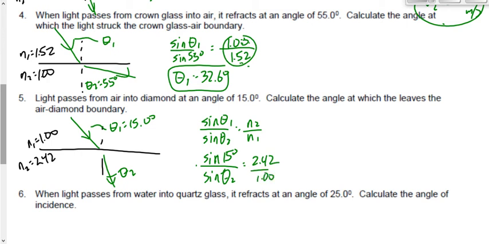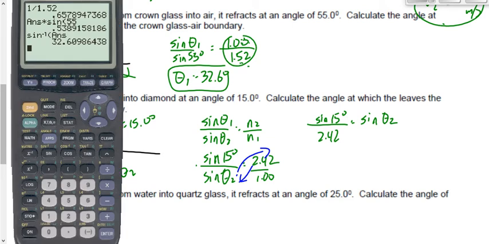So now what we've got to do is get sine theta 2 up to the top, 2.42 down to the bottom. Sine 15 degrees over 2.42 equals sine theta 2. Technically it's over 1, but of course when we divide by 1, we just end up with sine theta 2. Let's do this one on the calculator up here as well. Sine 15 degrees, divide it by 2.42, and then take the inverse sine of that to get theta. We end up getting a value of 6.14 degrees.